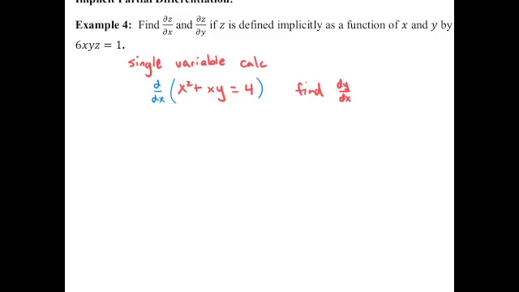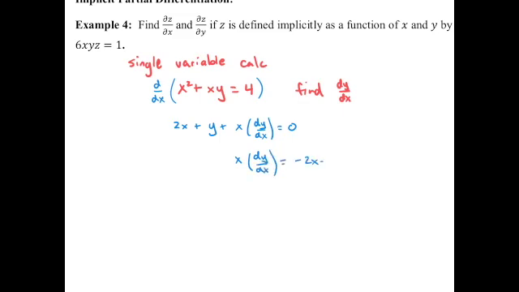So we would take the derivative of x squared, and then we would take the derivative of xy. Now, we're not doing partial derivatives here because we're in the world of single variable calculus, and we never knew what that was then. So we're doing a product rule. We're doing the derivative of x, which is 1, times y, plus x times the derivative of y, which is dy/dx, and the derivative of 4 is 0. And we're trying to solve for dy/dx, and so we're going to move things over to the right side of the equation.